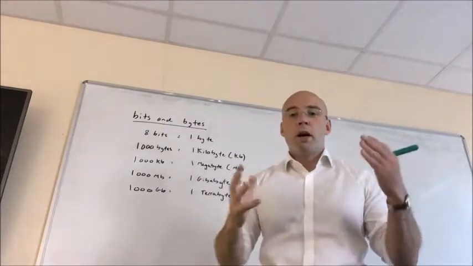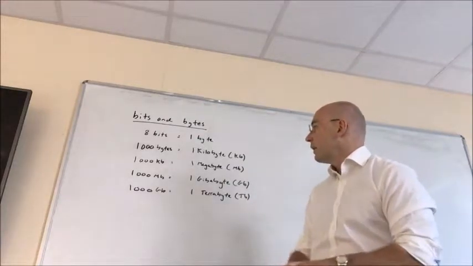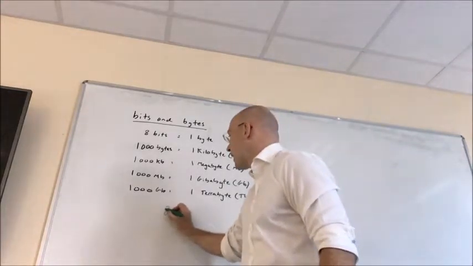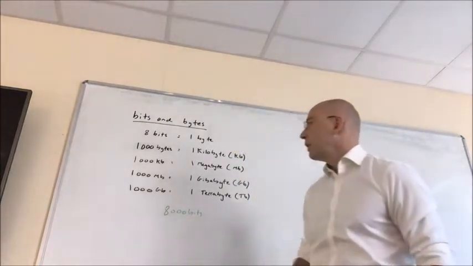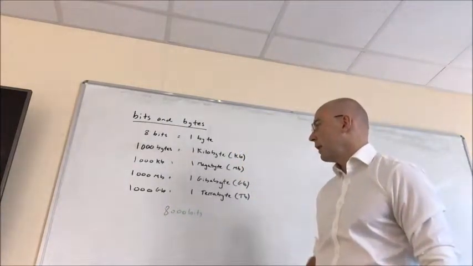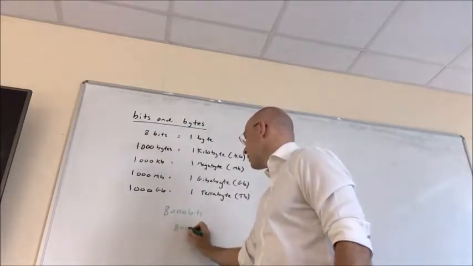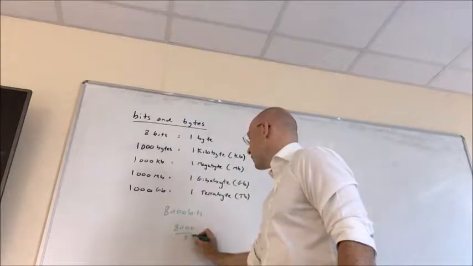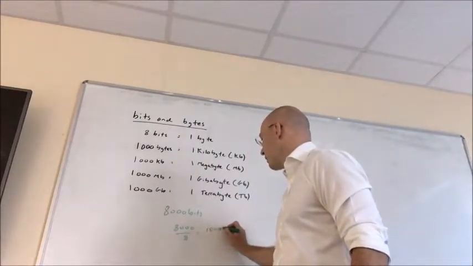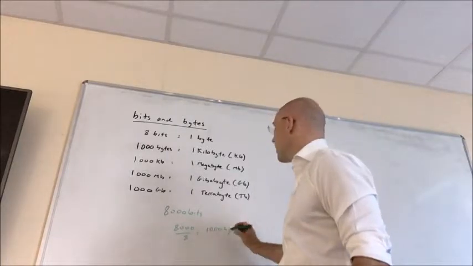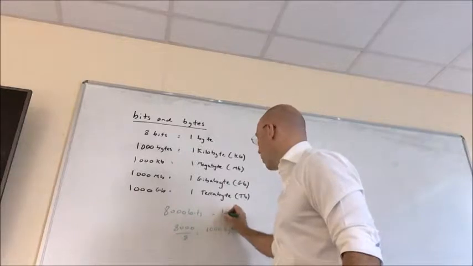So supposing you are given the question, convert the following, so convert the 8000 bits, put that into kilobytes. How many kilobytes would that be? So what we do is we divide 8000 by 8, put it into bytes, which gives us 1000 bytes. We know that 1000 bytes is 1 kilobyte, so that is the equivalent of 1 kilobyte.